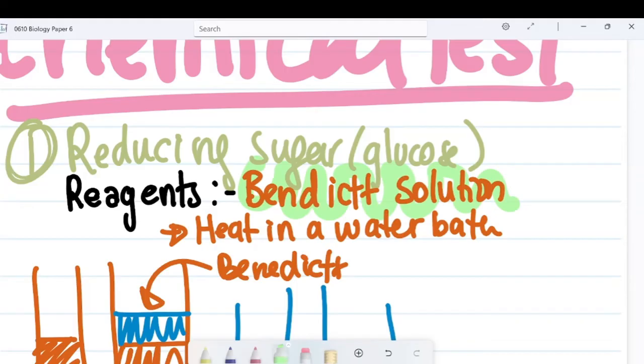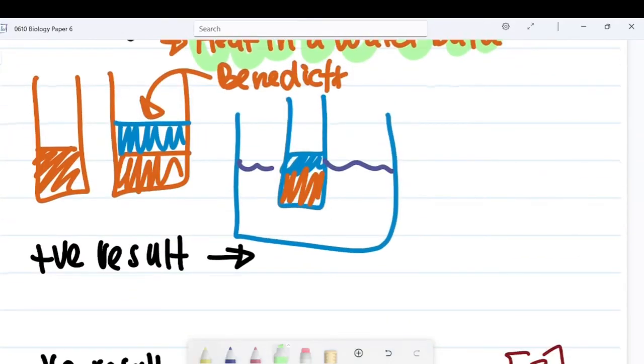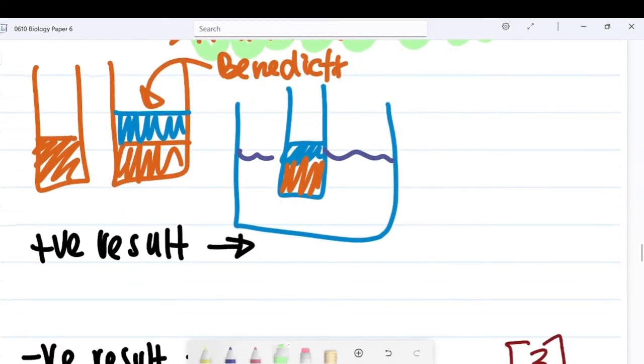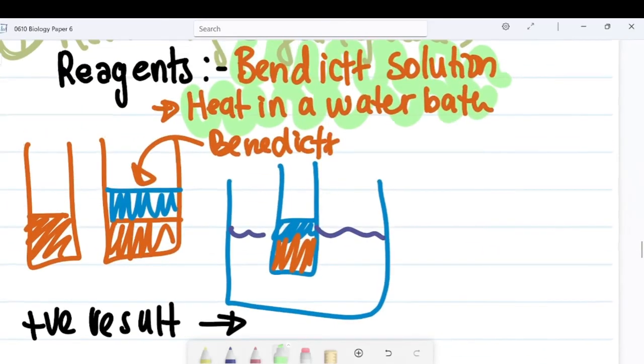Now, however, this is the one situation in reducing sugars only that you have an additional step in which you have to heat in a water bath. I'm going to put equal volumes of solution and your Benedict solution, and then you're going to put it in a water bath under a Bunsen burner. So 100 degrees Celsius. You don't have to be that specific. Just say heat in a water bath.